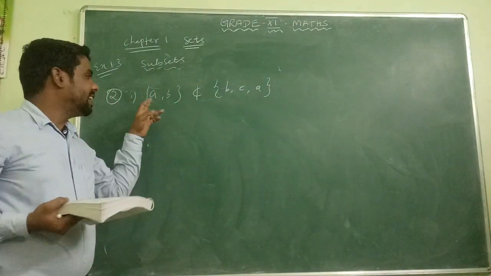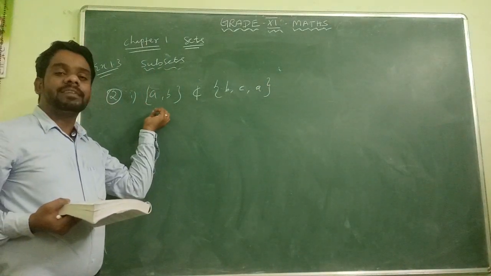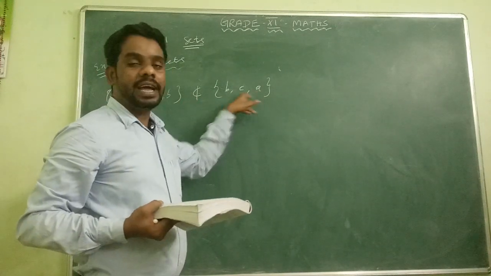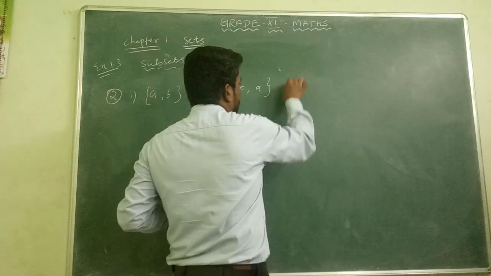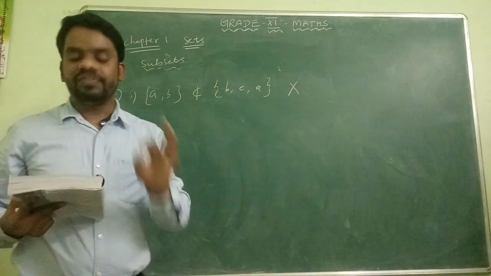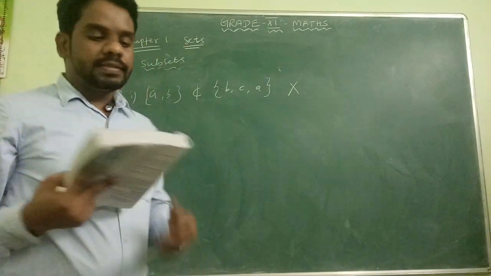Here the first set has two elements, a and b. The two elements a and b also belong to the second set, {b, a}. So it is not true. The first statement is not true. That is false.